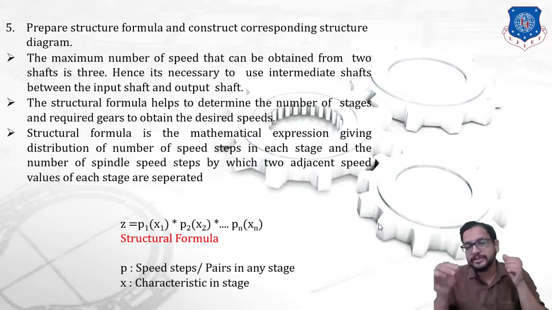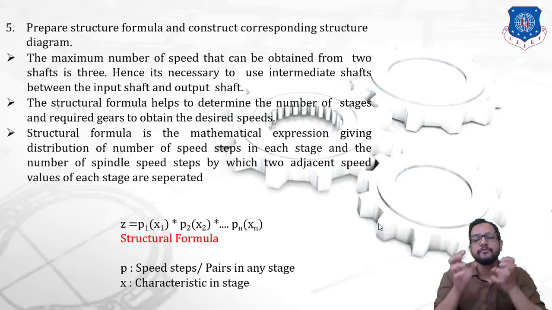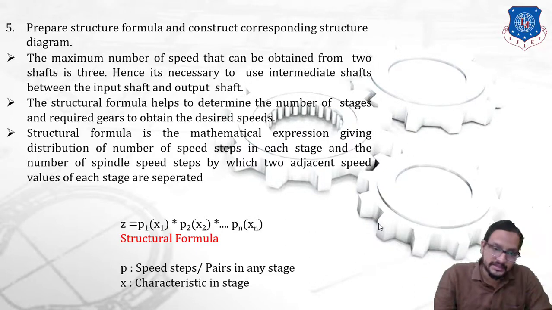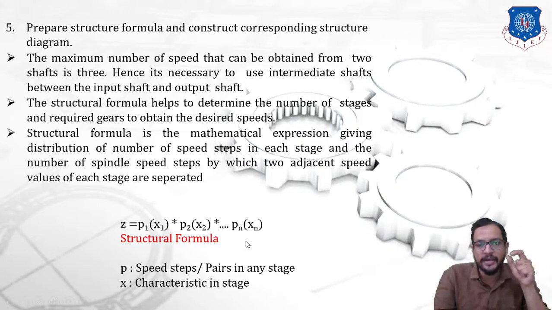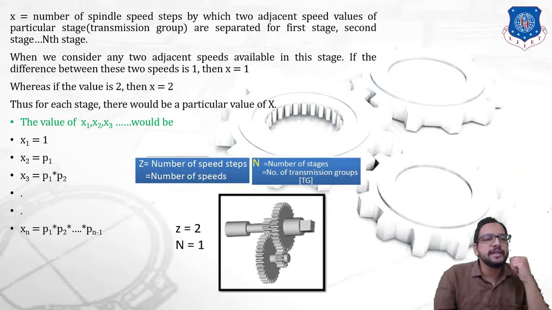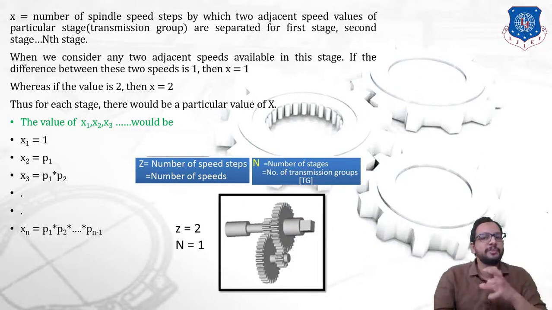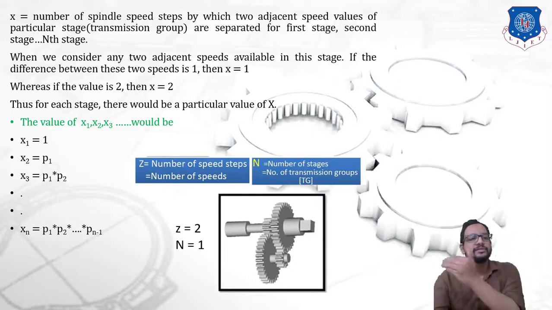So these x1, x2, x3 are the characteristics in a stage, indicating the number of spindle speed steps by which two adjacent speed values are separated. You will get a clear idea about x1, x2, x3 once we solve the numericals and examples. Okay, so let's proceed further. Now, as you can see, x indicates the number of spindle speed steps by which two adjacent speed values of a particular stage are separated, for the first stage, for the second stage, up to the nth stage.